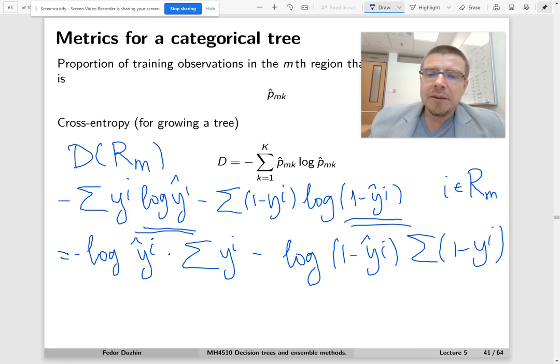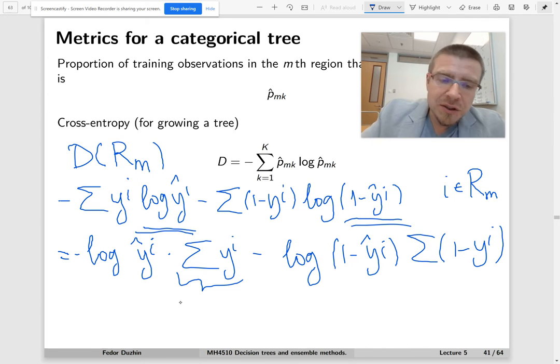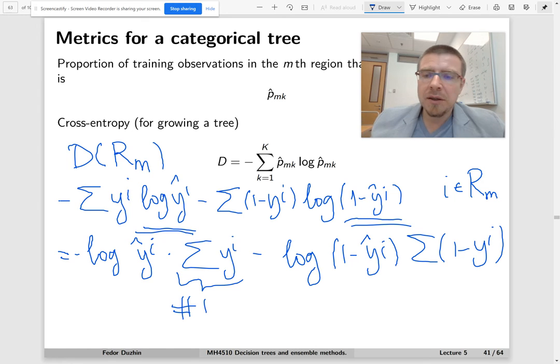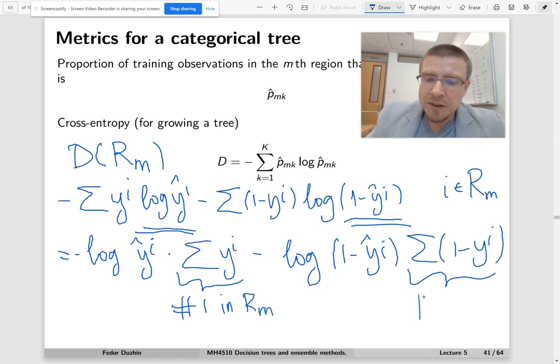Okay, but for logistic regression, where we introduced this cross entropy, these y's are zeros and ones. And if they are zeros and ones, this sum really is the sum of ones. So this is just the number of ones in the region Rm. By the same logic, this is the number of zeros in the region Rm.